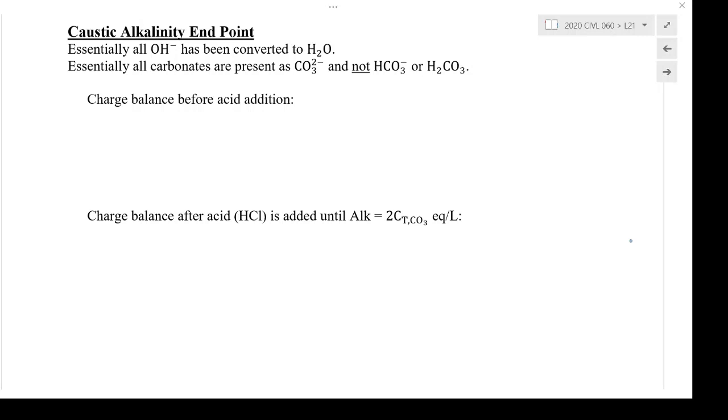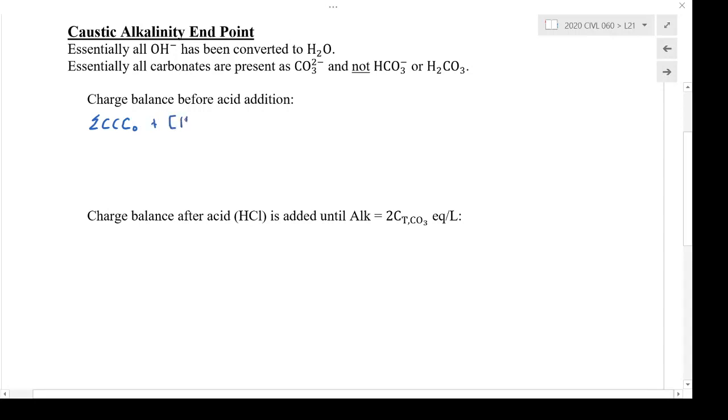I want you to think about this as a titration that you would do in the lab where you have a natural water sample and it contains carbonates and no other significant weak acids. First, we're going to do a charge balance before any acid is added to the sample. On the positive side, we'll have the conservative cation charges, and I'm going to put a 0 subscript to represent that these are the CCCs before the addition of acid.